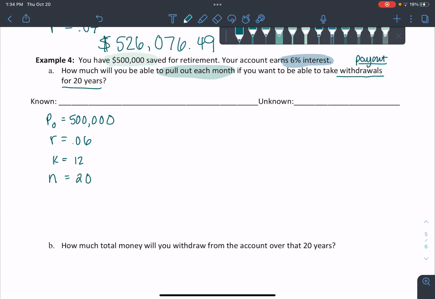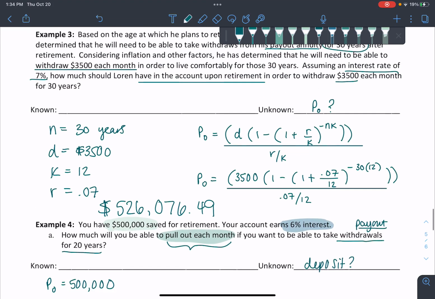So how much will you be able to pull out each month? So what is the thing that we don't know? We don't know how much we're going to take out every month. So what we don't know is the deposit, aka the withdrawal amount. So one more time, let's write out the formula.